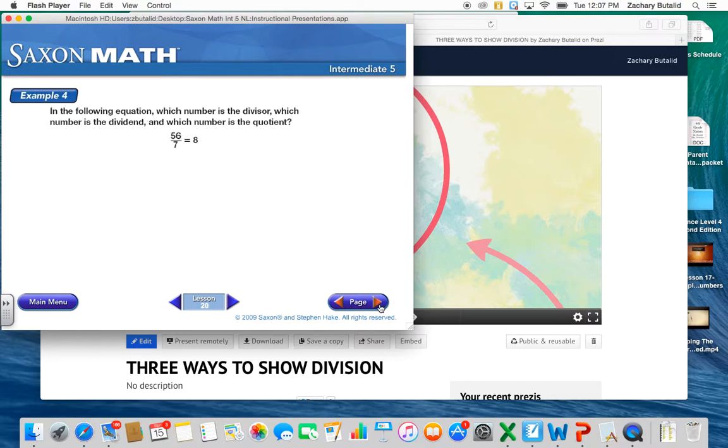In the last example, in the following equation, which number is the divisor? Which number is the dividend? And which number is the quotient? Think about it for a second.